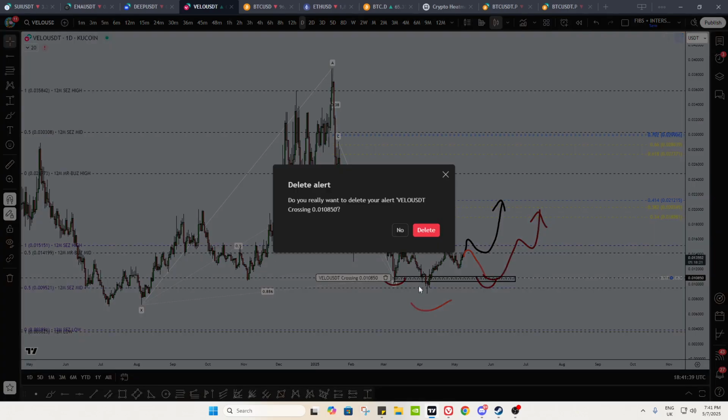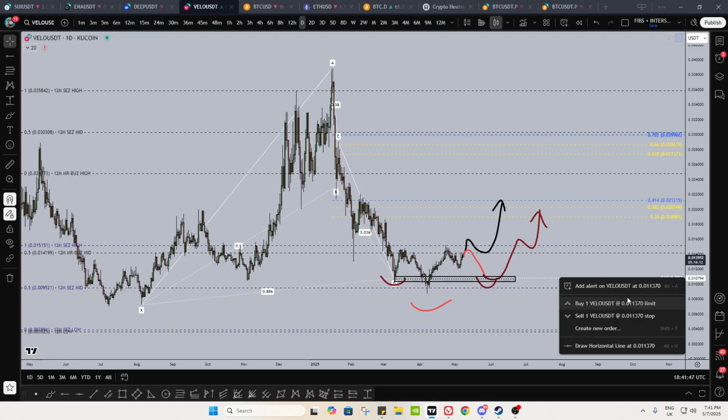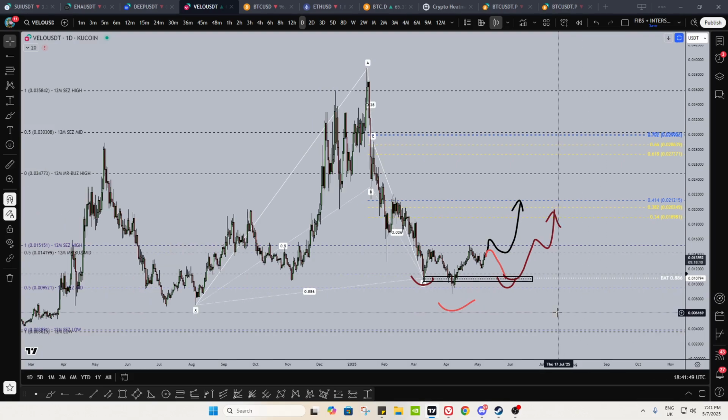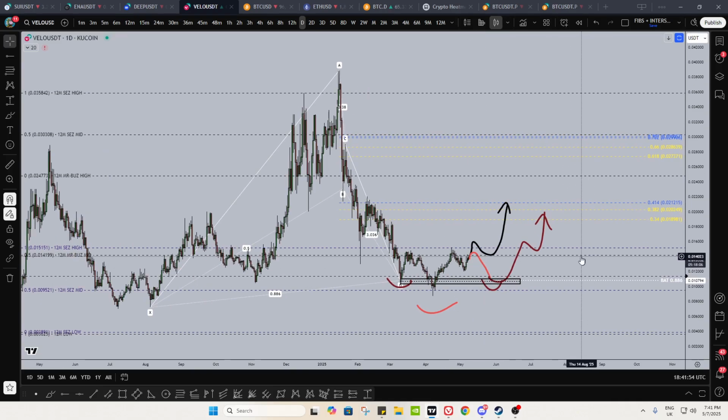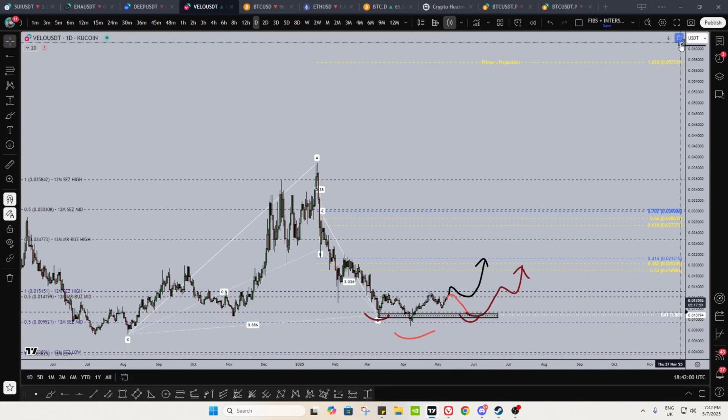Let me get another one going. We're going to get this alert going. Just so we don't miss it, I'm just going to do it slightly above, right? Somewhere here. The add alert on Velo, just a random alert. If it crosses this, chances are we're going to get this box, right? So that's that. And ultimately you're taking it up towards your primary projection, right? If the lows never get visited again.